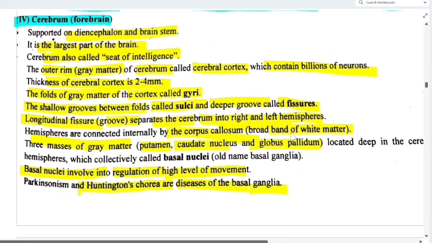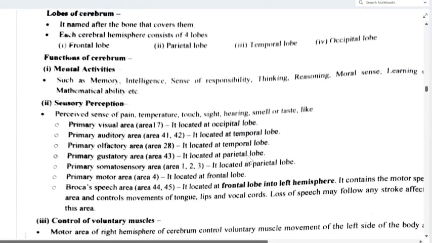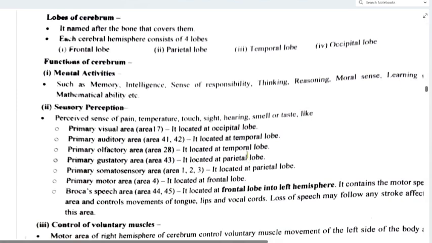Is it clear? Now coming to lobes of cerebrum. They are named after the bone that covers them. We know now. So what all are the bones? That is frontal, parietal, temporal and occipital, right? So the lobes are also named the same.